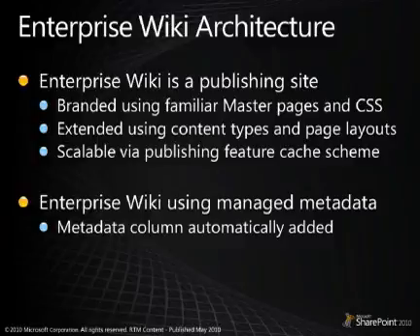Enterprise Wiki uses its own content type and page layouts, which can be used in our own customizations, meaning that we can create our own Enterprise Wiki content type by inheriting the out-of-the-box one and extending its metadata by adding new site columns. We can then expose these site columns to provide additional metadata options for our wiki content. Enterprise Wiki utilizes also by default managed metadata, which provides centralized terms to be used as metadata for the wiki content as well.